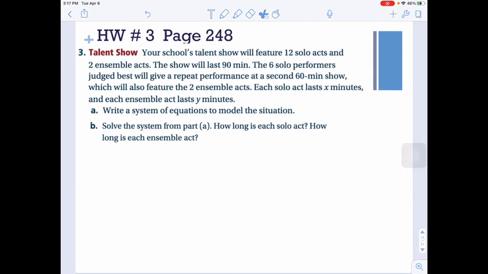Your school's talent show will feature 12 solo acts and 2 ensemble acts. The show will last 90 minutes. The 6 solo performers judged best will give a repeat performance at a second 60-minute show, which will also feature the 2 ensemble acts. Each solo act lasts X minutes, and each ensemble act lasts Y minutes. For Part A, write a system of equations to model the situation, and for Part B, solve the system from Part A. How long is each solo act? How long is each ensemble act?